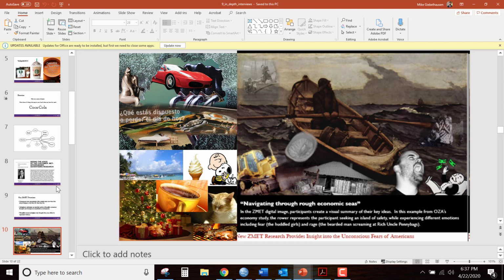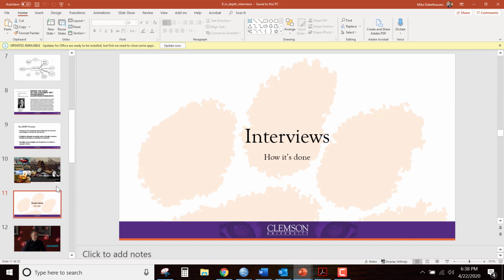So anyway, this screen we're looking at here is screenshots of some ZMET project collages. So step 10 of the ZMET process is that you take the images that people brought in, you combine them into one single collage. So this is what some of them look like. So anyway, all right. Interviews, how it's done.